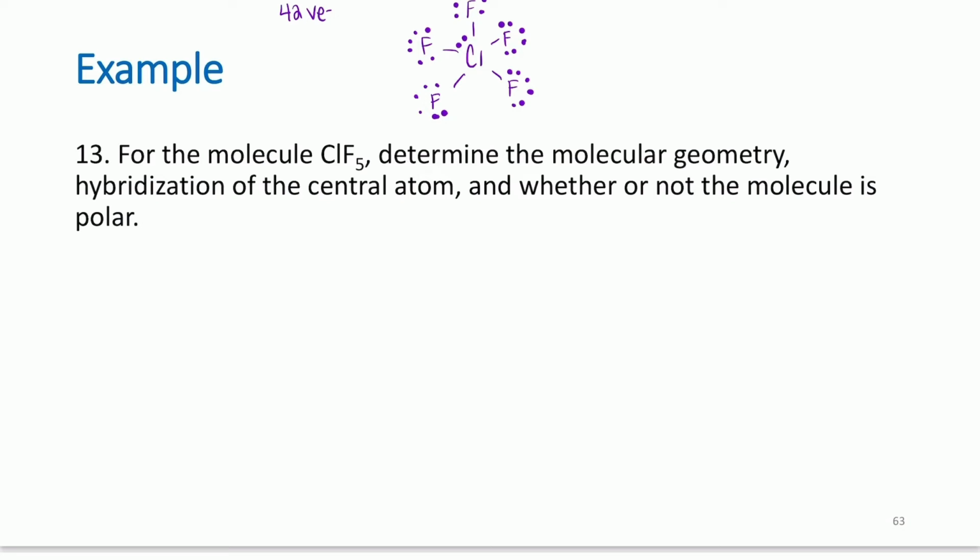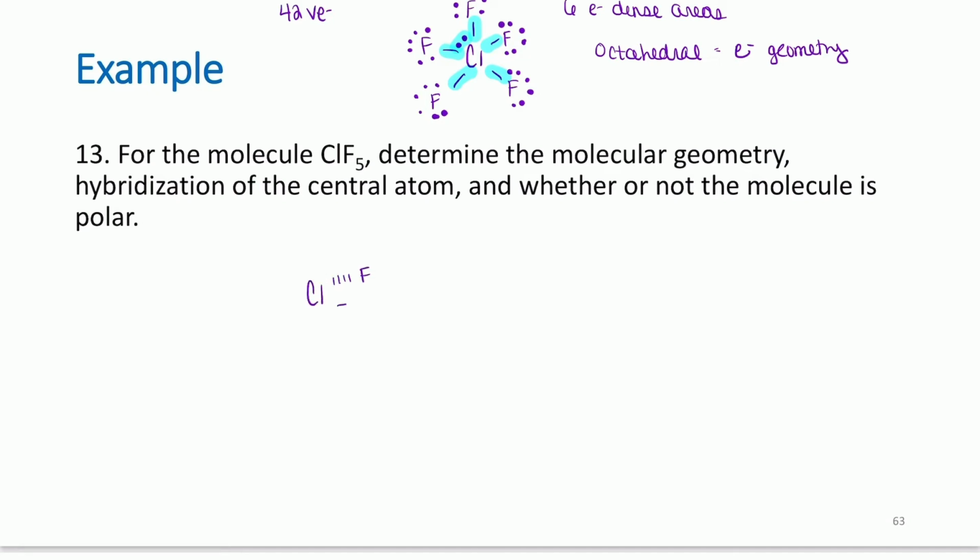I will have a lone pair on my central atom. 1, 2, 3, 4, 5, 6 areas of electron density, which means octahedral for my electron geometry. The electron geometry and the molecular geometry only match when you don't have a lone pair there. So because there is a lone pair here, I know they're not going to match.